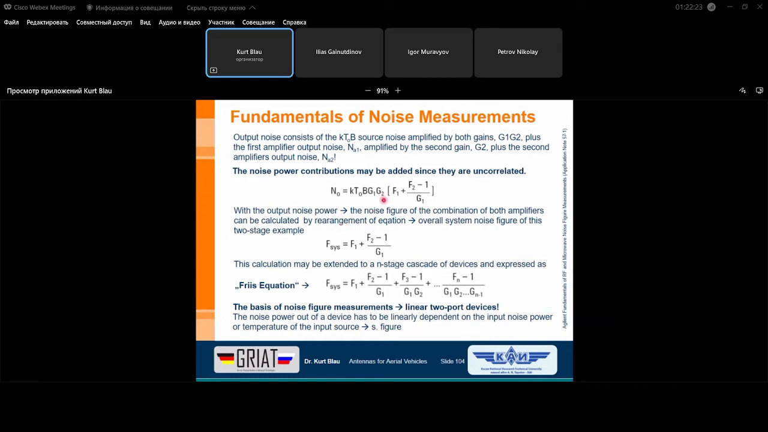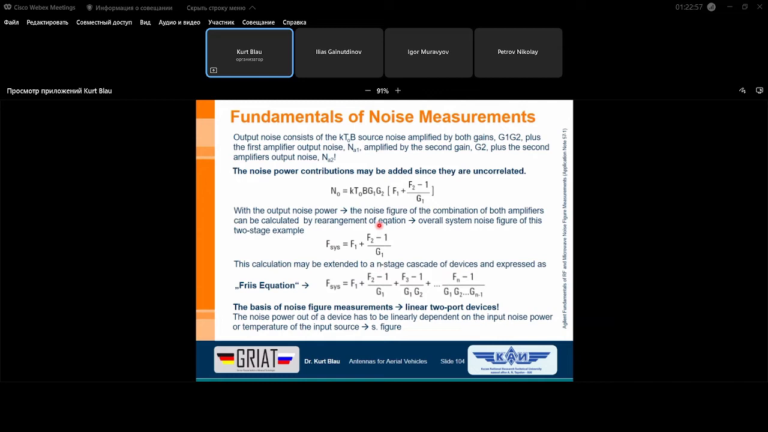The noise figure of the combination of both amplifiers can be calculated by rearranging this equation, and then we can look at a so-called overall system noise figure of this two-stage example. We can also imagine 3 stages, 4 stages, and so on. This is the overall noise figure consisting of the noise figure of the first stage, as you can see here, which more or less determines the result.